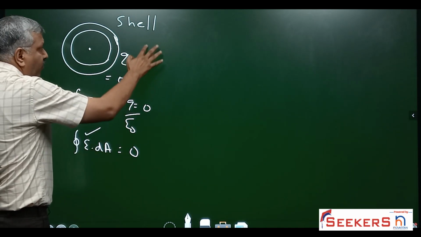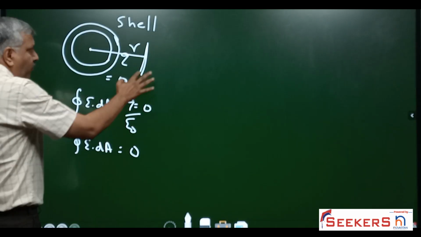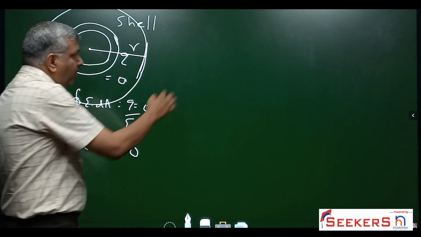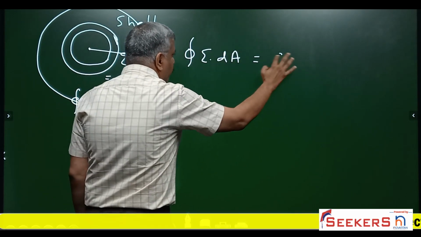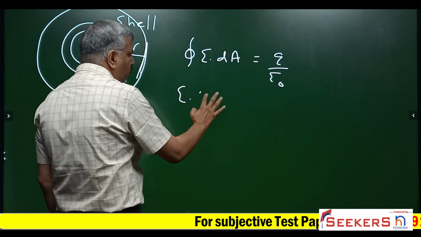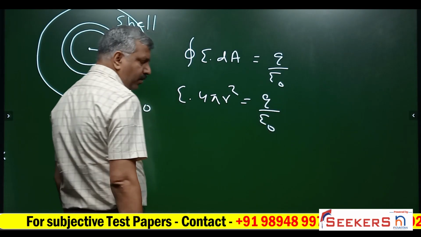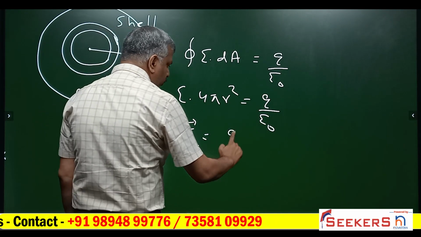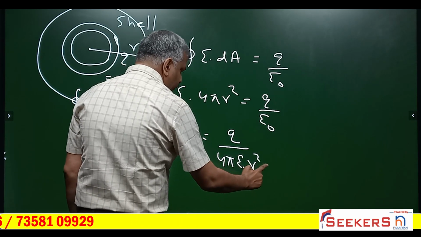Okay. Now suppose I have a point outside. I ask you what is the electric field at this point. Now suppose I draw a Gaussian surface. Now there is some charge inside. So by the same logic that we have done before, I can say integral E dot dA is equal to Q by epsilon naught. So now E is constant. So E into 4 pi r squared is equal to Q divided by epsilon naught. So from here I can say that the E vector is equal to Q divided by 4 pi epsilon naught r squared.